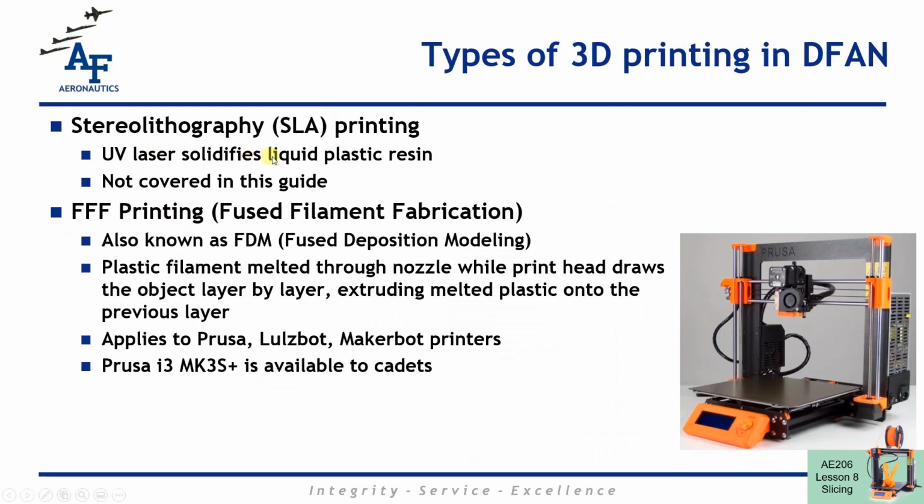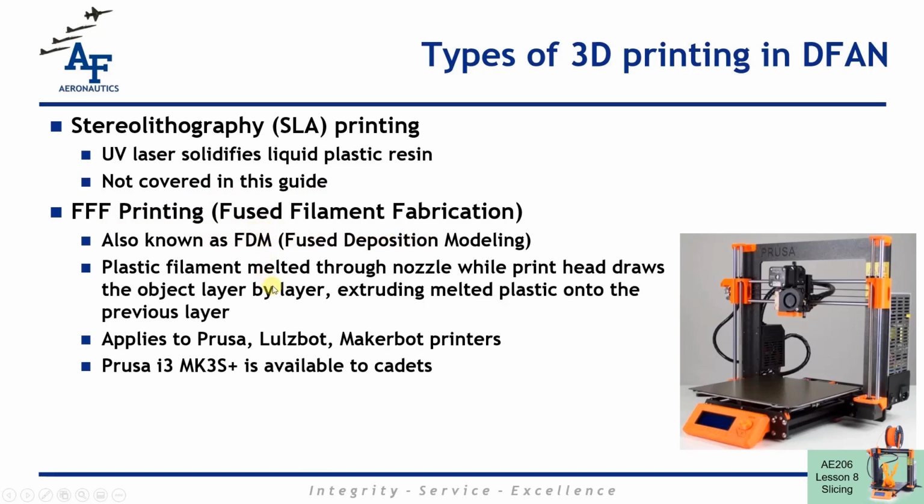Just a quick overview of the two major types of 3D printing we have in Dfan. The first is stereolithography, where a UV laser shines on liquid plastic and hardens it layer by layer. We're not talking about that type of printing. That type of printing is not available to cadets. The type of printing we're talking about is FFF printing, which stands for Fused Filament Fabrication, also known as FDM, but that's a trademark term. So FFF is the open source term.